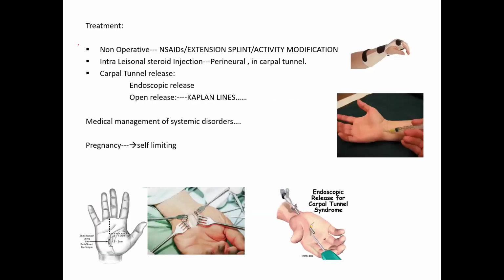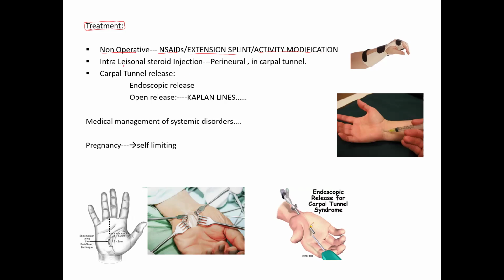Once you have diagnosed, how will you treat carpal tunnel? We have non-operative methods of treatment. We can give NSAIDs, and we can give an extension splint, because we have just seen that flexion of the wrist increases the carpal tunnel pressure and causes compression over the nerve. So if you give an extension splint, it will decrease the pressure in the carpal tunnel. Then activity modification: if the patient is exposed to vibration or the patient's activity needs a lot of flexion at the wrist joint, we will ask him to change the activity.